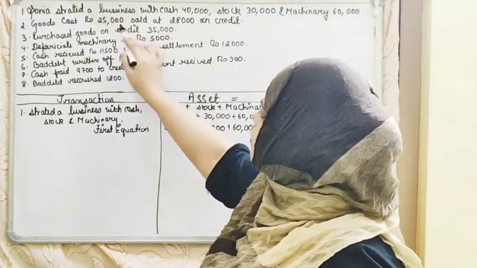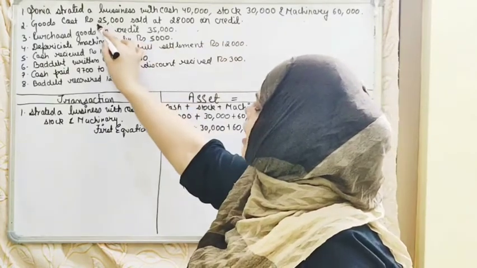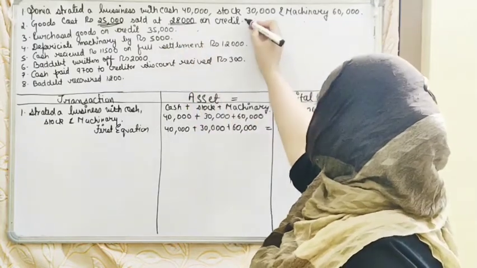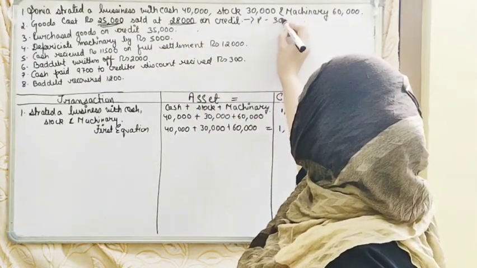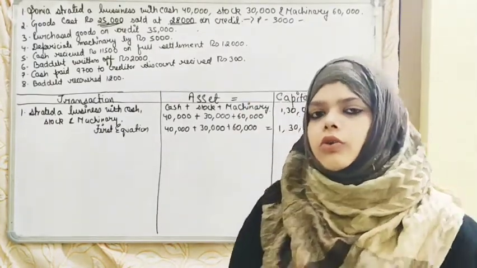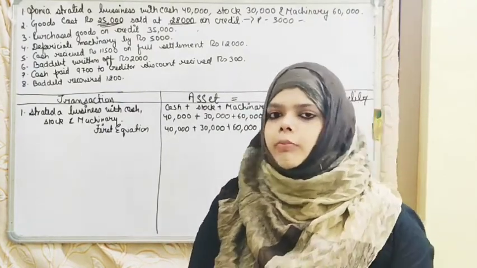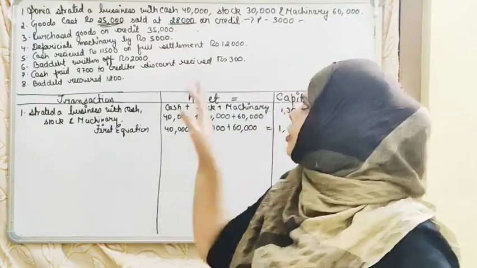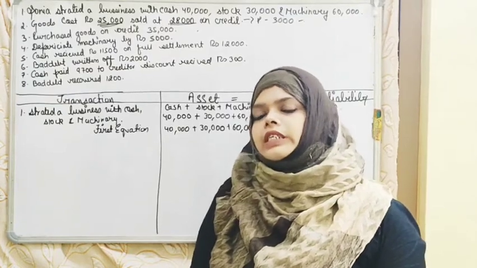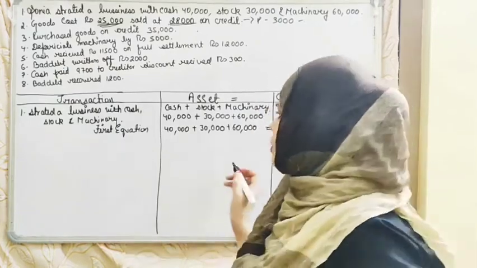Goods costing rupees 25,000 but sold at rupees 28,000 on credit. So you see, we had goods of rupees 25,000 but we sold them at 28,000, which brings a profit of rupees 3,000. Yes, because we have goods costing 25,000 but sold at 28,000. So it is a simple concept that you get a profit of 3,000 rupees. How do we represent this transaction in the accounting equation? Let us see the second problem.